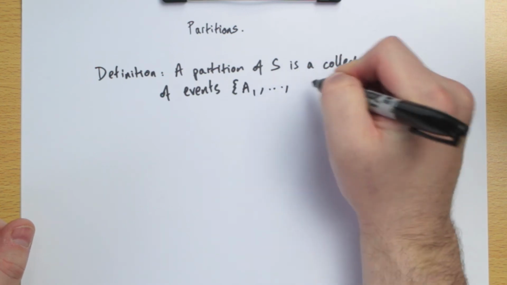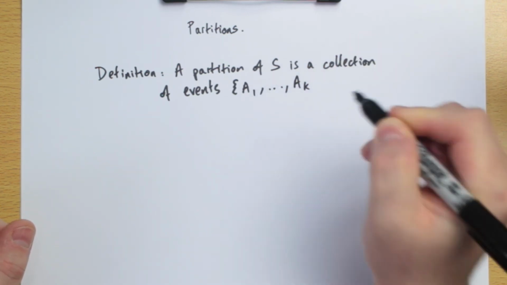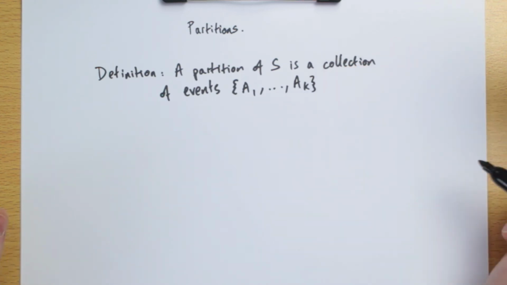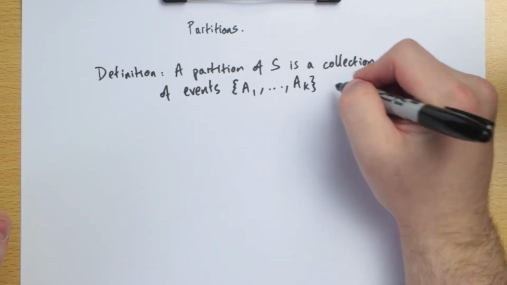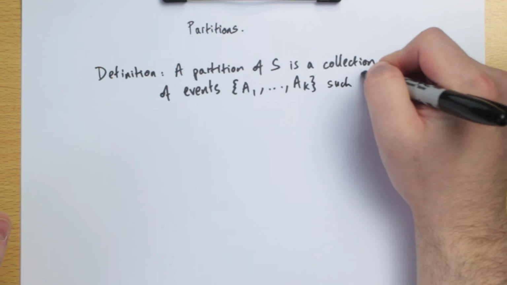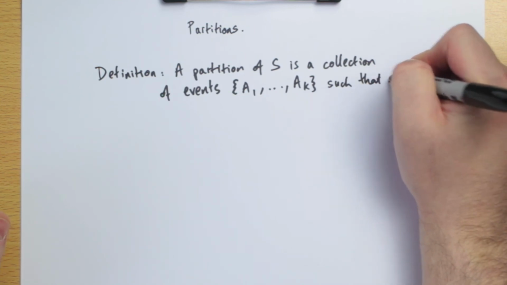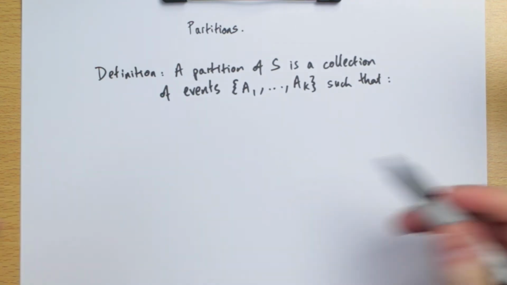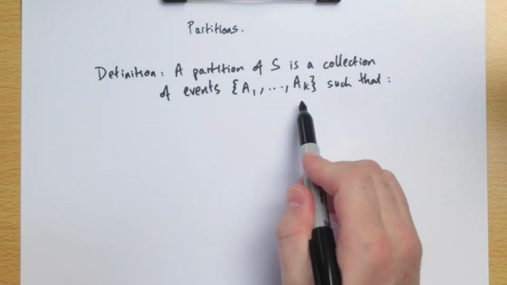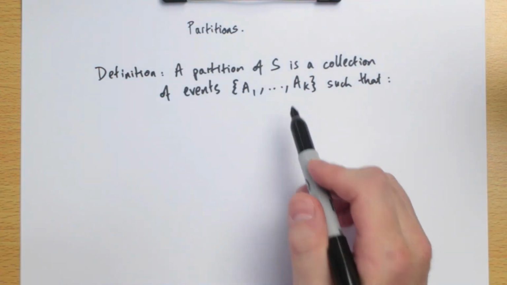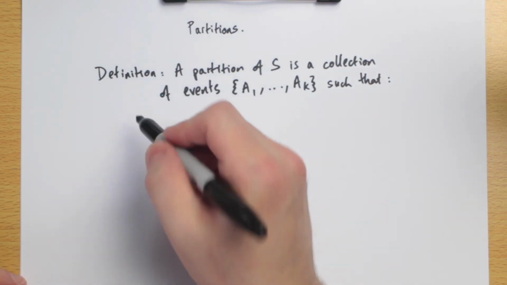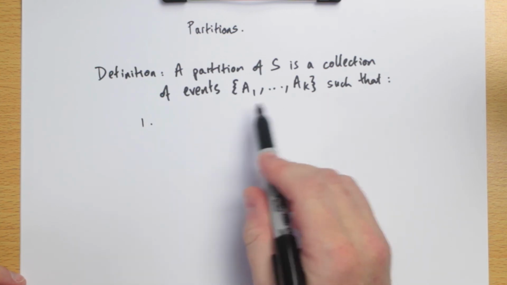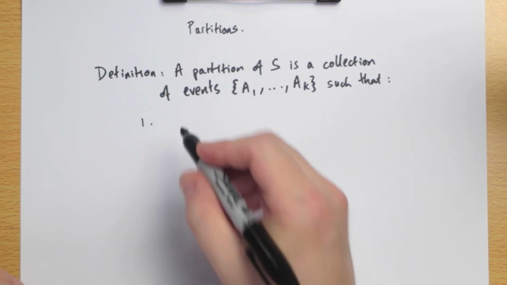A1 to, well, how many are there? Let's just introduce some arbitrary number k. So there are k different elements in this partition such that, and now we want to write some simple rules. So this is what we'd call an axiomatic definition. There's lots of different collections of events, and any of those that satisfy the following rules, we're going to call them a partition. So the first rule is that each piece has something in it.